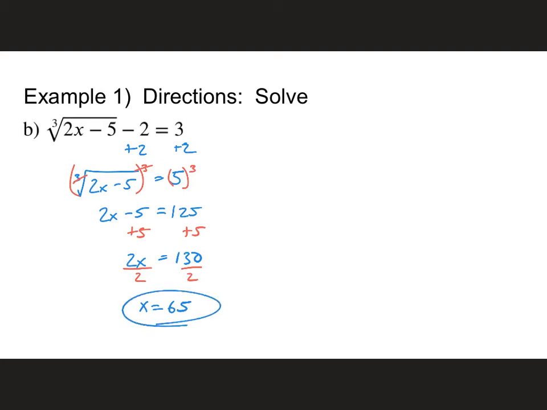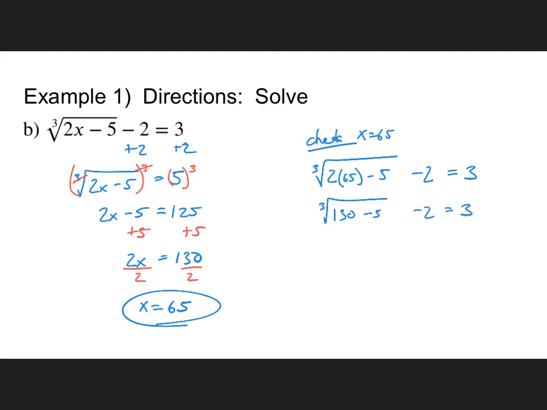Okay, so let's check this answer real quick. Let's do a little check over here. So we'll check x equals 65. We've got the third root of 2 times 65 minus 5, that quantity minus 2 equals 3. Let's see here, 2 times 65 is 130. 130 minus 5 is 125.